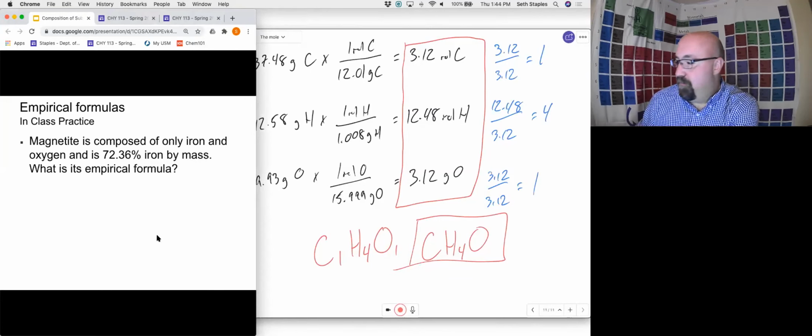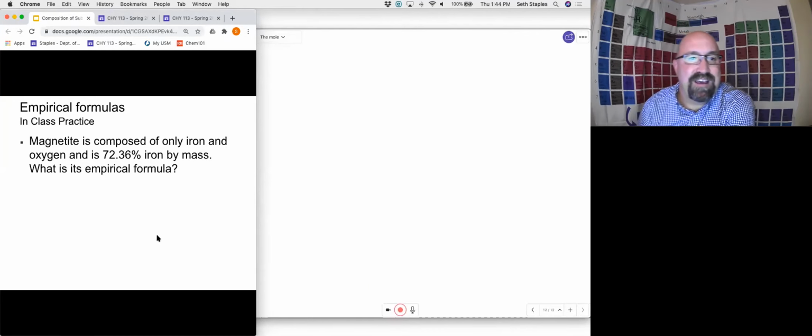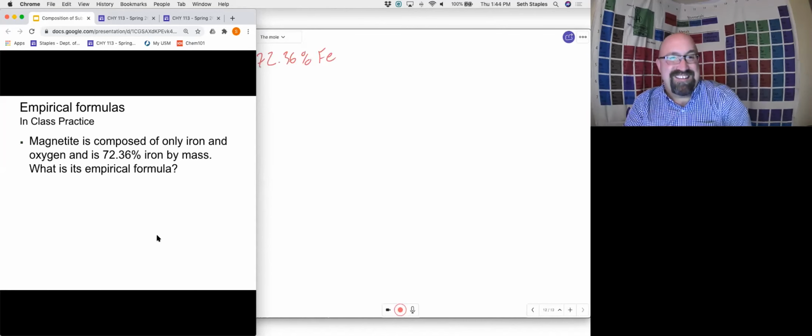So another example here, magnetite. Magnetite is composed of only iron and oxygen, and we know that it is 72.36% iron. We're not given any information about oxygen, but that's easy enough to find. We know that this is only composed of iron and oxygen, and so the amount of oxygen has to be 100% minus the 72.36. And so we have 27.64% oxygen.